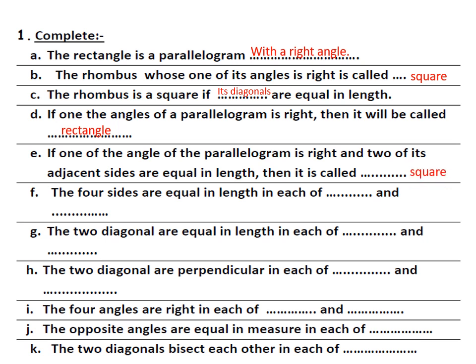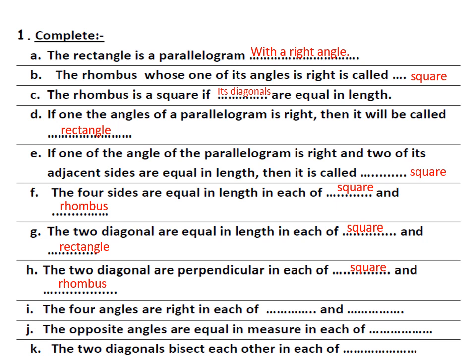Letter F, the four sides are equal in length in each of. We have two shapes here that have four sides equal in length: a square and a rhombus. Letter G, the two diagonals are equal in length in each of. The diagonals are equal in a square and a rectangle. Letter H, the two diagonals are perpendicular in each of a square and a rhombus.